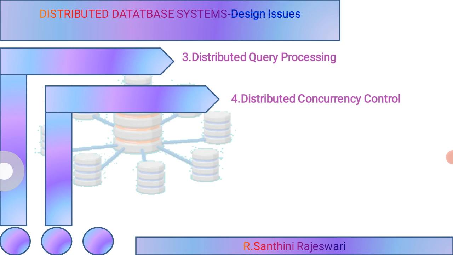The next design issue is distributed concurrency control. Concurrency control involves synchronization of access to the distributed database so that the integrity of the database is maintained. The concurrency control problem in a distributed context is different from that in a centralized framework. Here we have to worry about the consistency of multiple copies of the database. So we need to maintain some conditions to ensure the integrity and consistency of data that is stored as multiple copies.